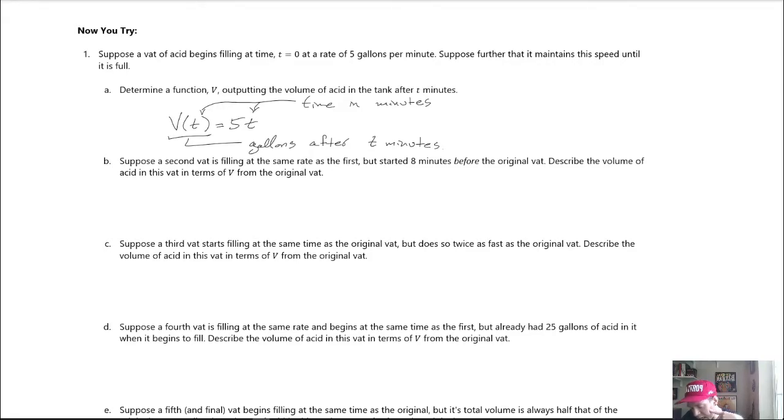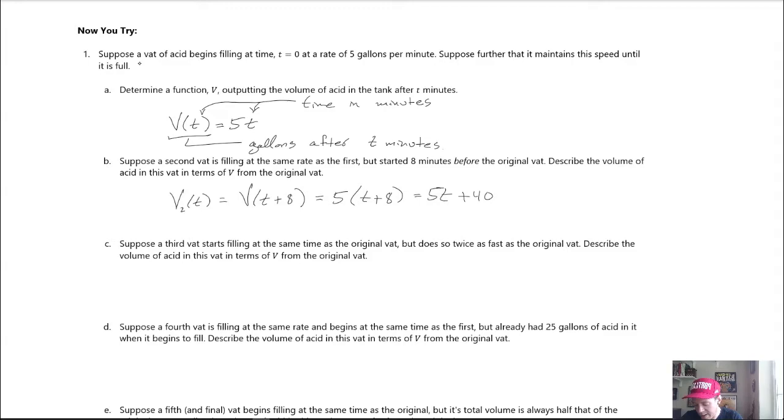So we now have a second vat, and it's filling at the same rate, still 5 gallons per minute as the first, but it's going to start 8 minutes before the original vat. So it's got a time advantage. This second vat has a volume like the volume of the first vat, except it has an additional 8-minute head start. At time equals 0, it's already had 8 minutes to go, so 8 times 5 is 40 gallons already in that tank. We could simplify this and say that this is 5 times (t plus 8), and that equals 5t plus 40. So just like I said, at time equals 0, there are already 40 gallons in that tank.